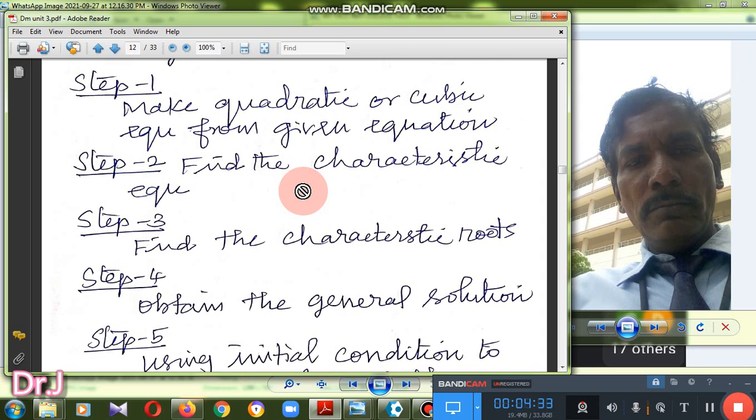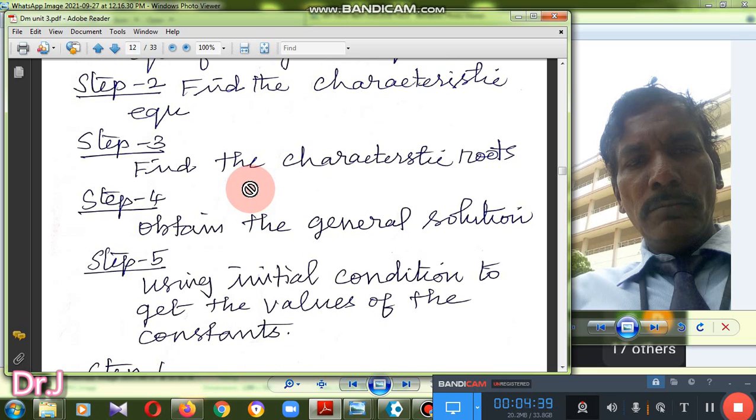If we put it in characteristic form, then it is possible to find the factorization, and from the factorization it is possible to find the characteristic roots of the characteristic equation. We know what characteristic roots are: the values of the variable which satisfy the characteristic equation. The characteristic equation can be put in factorization form, and from that we get the roots.